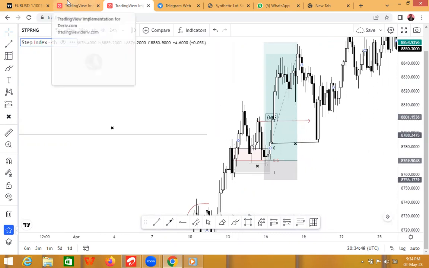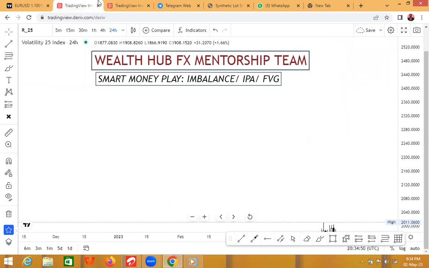So this thing I want to talk about: imbalances, IPA, fair value gaps. Now, by way of definition, let me say what is an imbalance. An imbalance is simply insufficient price action in the market.